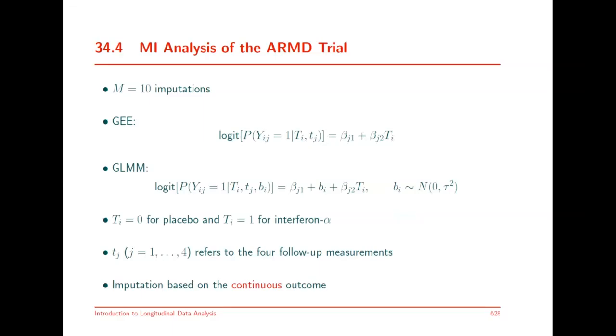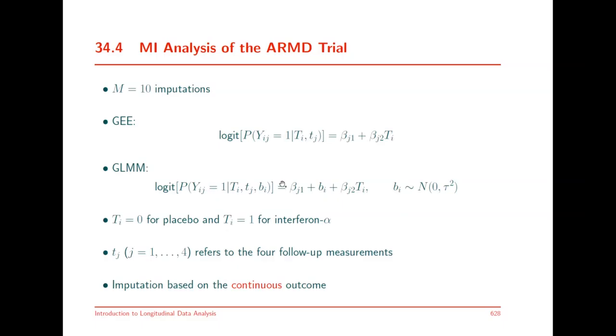But a bit more interesting is the ARMD trial. We're going to generate 10 imputations. 10 or 20 is a fairly commonly used number. And then once that's done, we can use GEE and we can use GLMM.